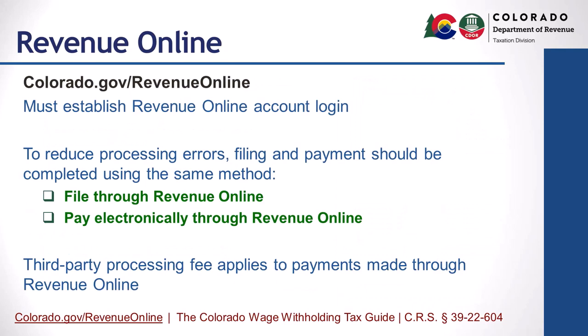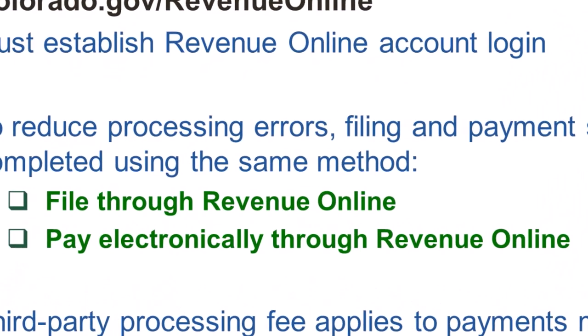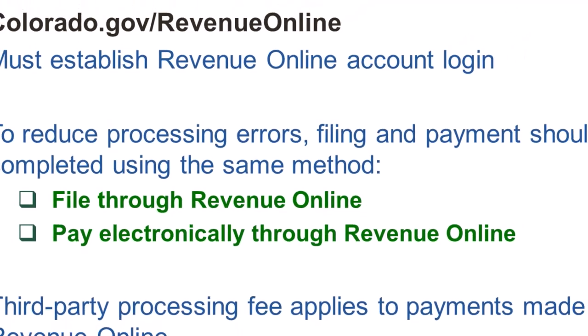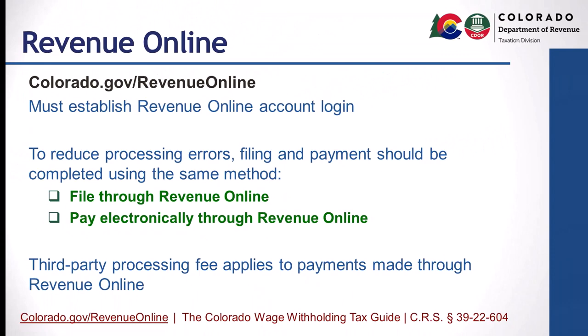Employers who are not required to make payment via EFT can file returns and make payments electronically online at colorado.gov/revenueonline. An employer must first sign up and create a login ID in order to file and pay through the Revenue Online system. It is recommended that payments and returns are submitted using the same method in order to reduce processing errors and delays. If you file through Revenue Online, it is recommended that payment be made through Revenue Online as well. A third-party processing fee is added to any e-check or credit card payment made through the Revenue Online system.